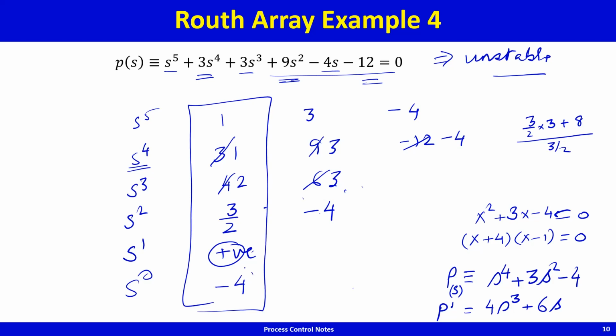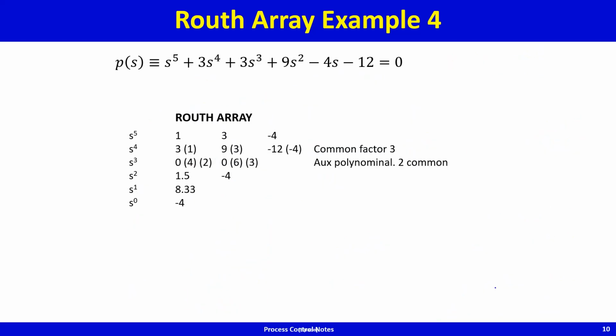You can see that not all elements are positive; there is one change of sign, so there is one right half plane pole which is causing instability, and we saw that this right half plane pole was s equal to plus 1. We got that from the roots of the auxiliary equation. So 8.33 is what it came out to be.